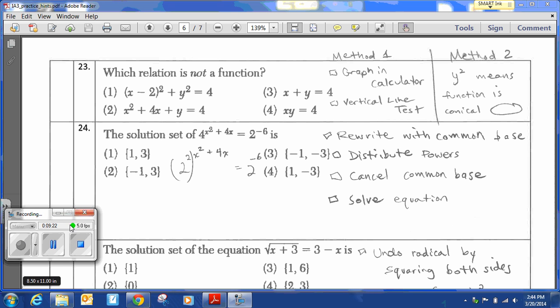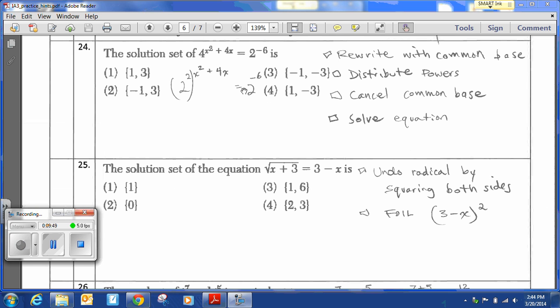Okay, for number 23, which relation is not a function, you have method 1, which is to solve for y and graph each one of these in the calculator and use the vertical line test. The second method is just to see which one of the y values is squared, and if it's squared, that means the function is conic, meaning it's a circle or some sort of ellipse or an oval shape, which is not a function.